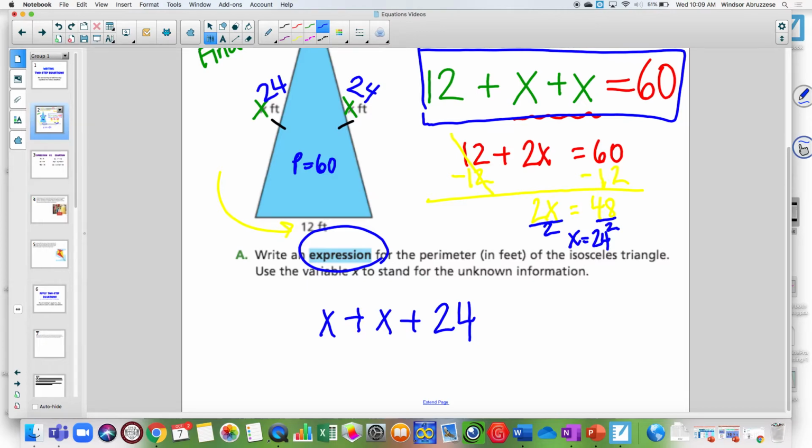Now some of you might ask, should I simplify it? I would definitely say yes. You always want to simplify if you can. This is the expression to represent the perimeter of that isosceles triangle. And we used x to stand for the unknown.